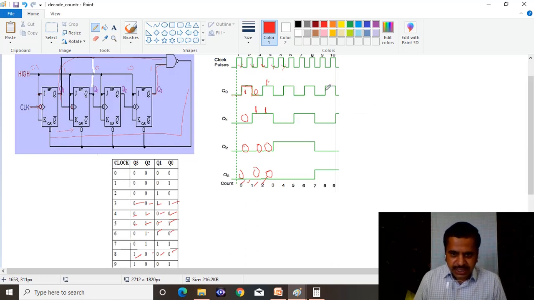When the ninth clock pulse is applied, the first flip-flop goes from 0 to 1. When it goes from 0 to 1, there is no change in the second flip-flop, because a 0 to 1 transition will not make any change in the second flip-flop. Here is a 0 to 0 transition, there is no change here. Here is also a 0 to 0 transition, there is no change, it remains 1.